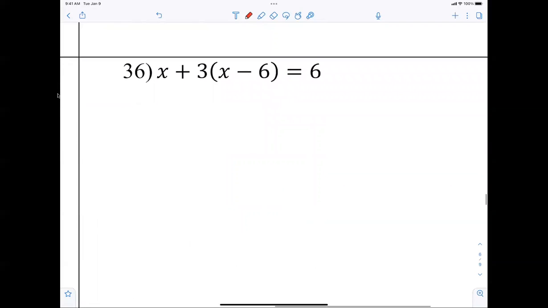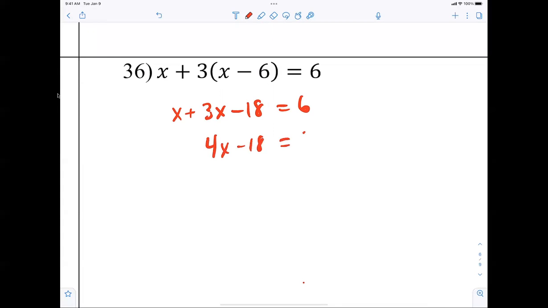36. Now on this one, because there's a variable, there's no shortcut to this. We just have to distribute. All right, so go ahead, tell me. Yes, you're awesome. Very good. Yep, yep.